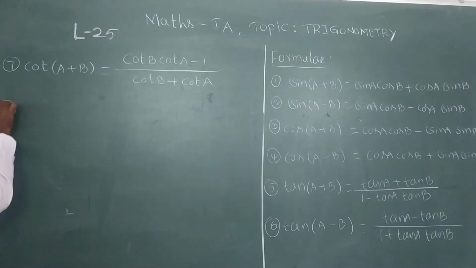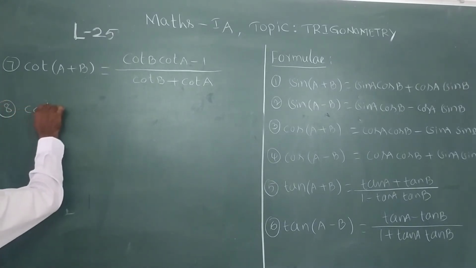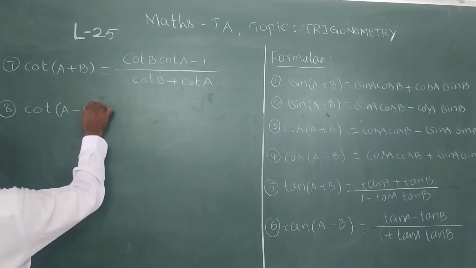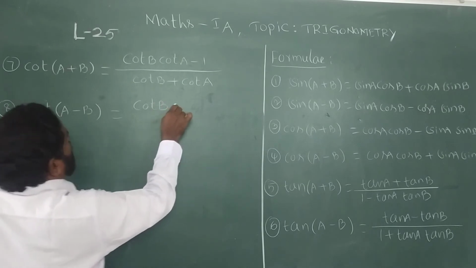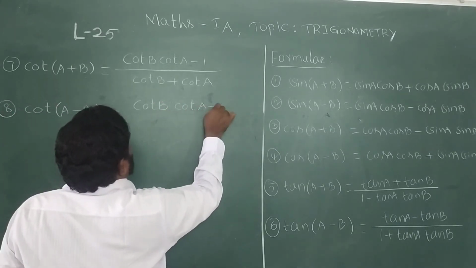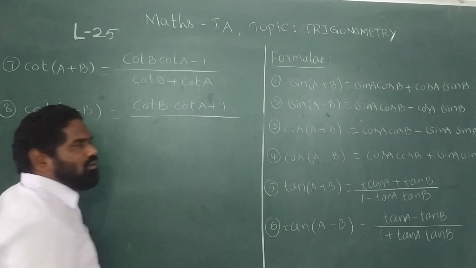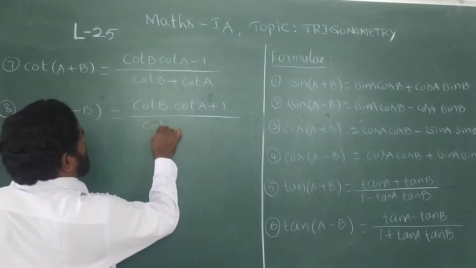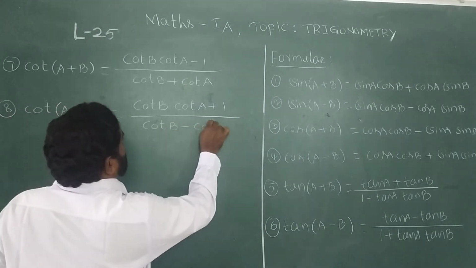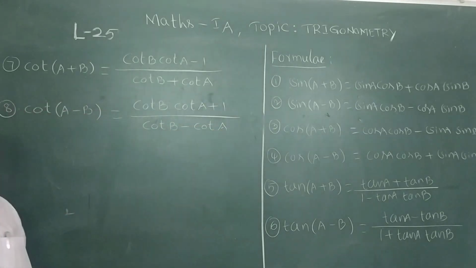Let us see what is the formula of cot of A minus B. Cot B cot A plus 1 by cot B minus cot A. Understand? We have to write like this the formula of cot of A minus B: cot B cot A plus 1 by cot B minus cot A.